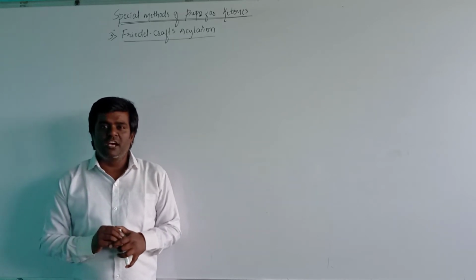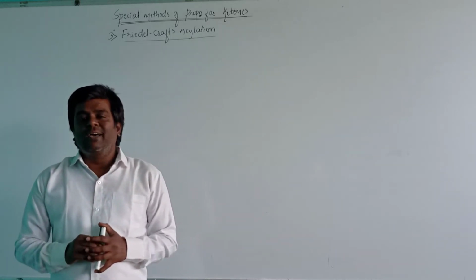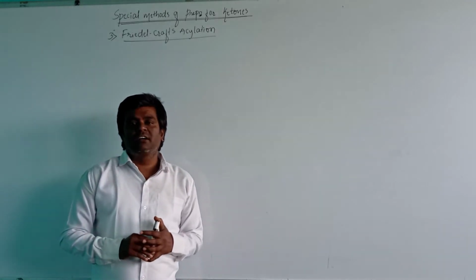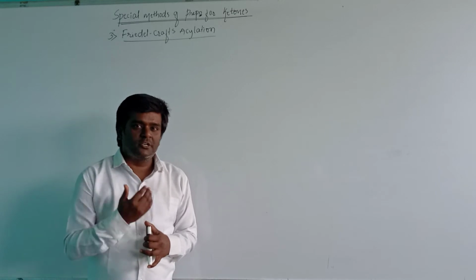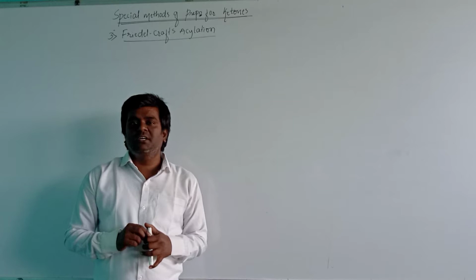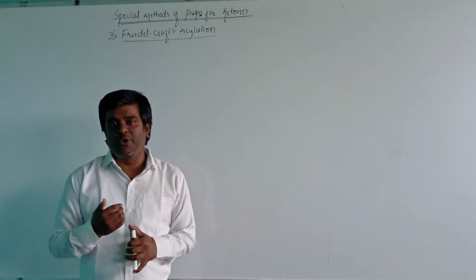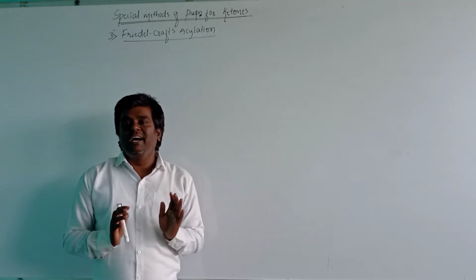Those nitriles are also known as cyanohydrocarbons. The cyanohydrocarbons react with a Grignard reagent to give the addition product. That addition product on hydrolysis gives the ketones as the main product. This much we discussed in the last class.